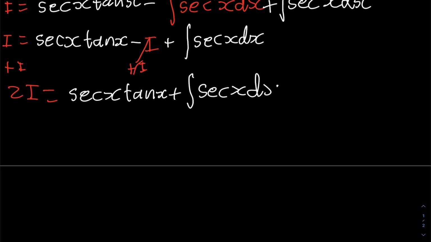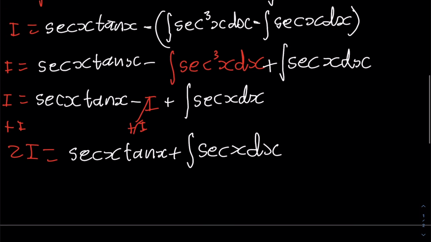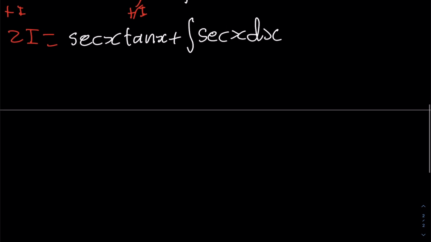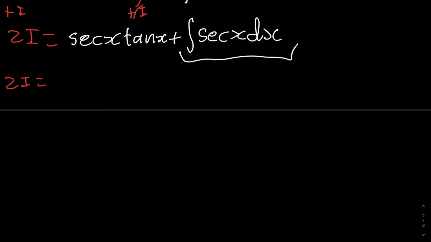This integral we know because I made 2 videos on this previously, one using the Weierstrass substitution and one using an interesting U substitution. So here, we know this to be the natural log of secant x plus tangent x. So what we have now is that 2I is equal to the secant x multiplied by the tangent of x plus the natural log of the absolute value of the secant x plus the tangent x.